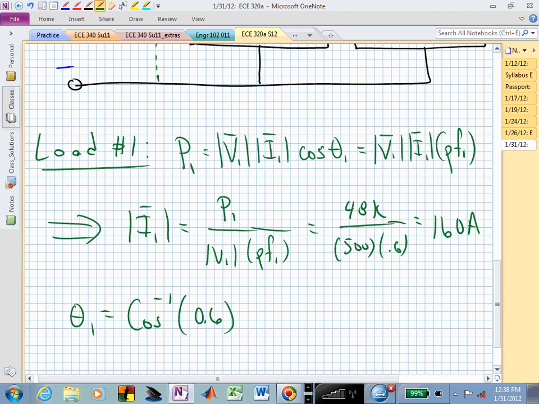We can find the angle. We can explicitly find that angle theta 1. Since the cosine of theta 1 is the power factor, we can invert that expression and end up with 53 degrees. What's the sine on that angle?